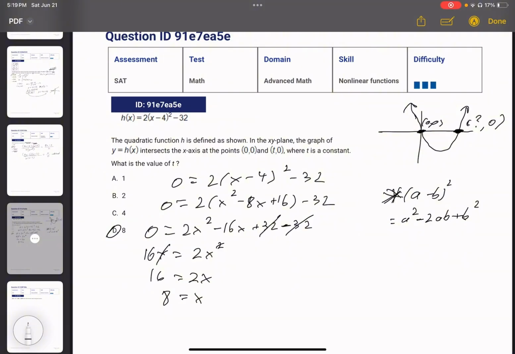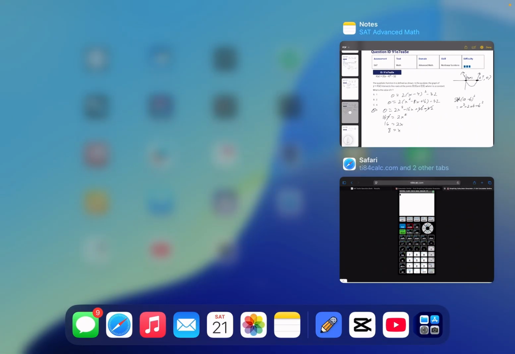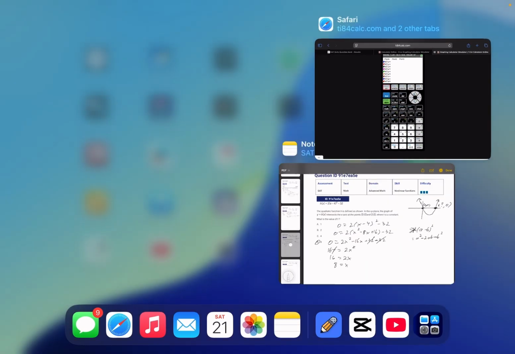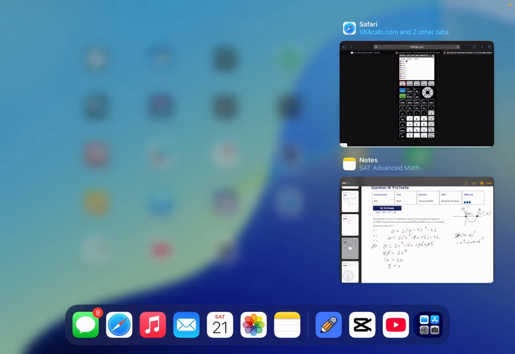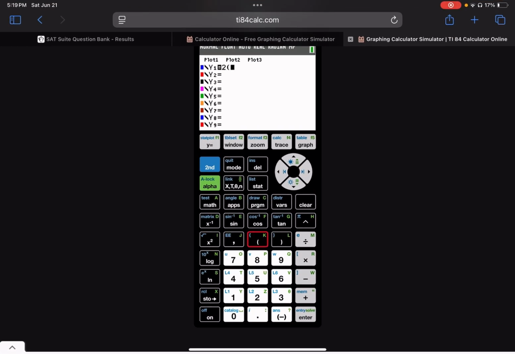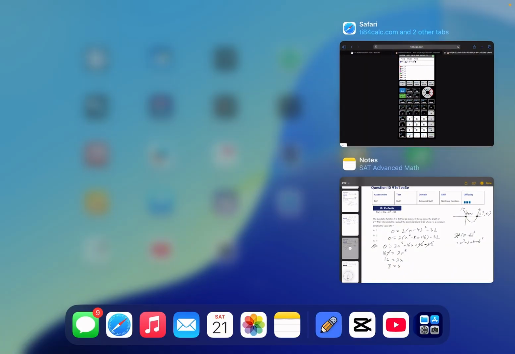So we're also going to take a look at how a graphing calculator could help with this. I'm not going to do Desmos because that's available to you, but this is what I used. I used my graphing calculator, and it helped me. I got a 780, so it obviously didn't fail me too bad. So we have 2 times x minus 4 squared, and then we had minus 32.